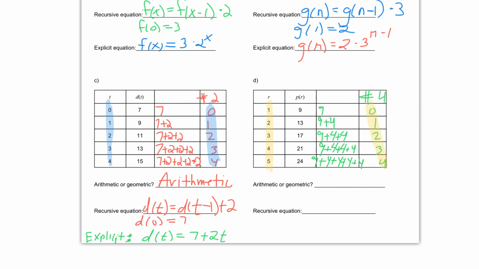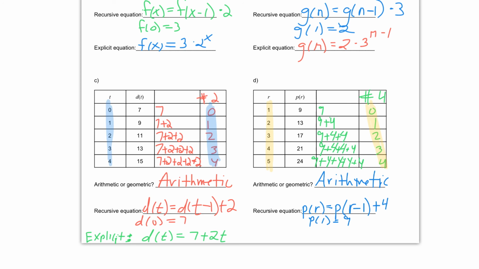And then finally, let's take a look at letter D. In letter D, I notice that I'm adding 4 each time. So adding each time is going to tell me that I have an arithmetic sequence. And then my recursive equation, since I'm using P of R and R, would be P of R equal to P of R minus 1, that previous term, plus 4. And then I also have to list that first term, and here this time it's P of 1, which is equal to 9.